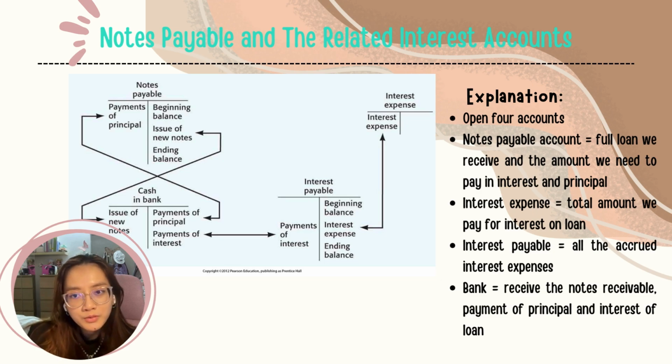So these will go into the interest expense account and will list the interest expense for each year. But when, for example, in one year we don't pay the full amount of interest that we should pay, we will have to open an interest payable account, which shows all the accrued interest expense for the year. And that is all from me.